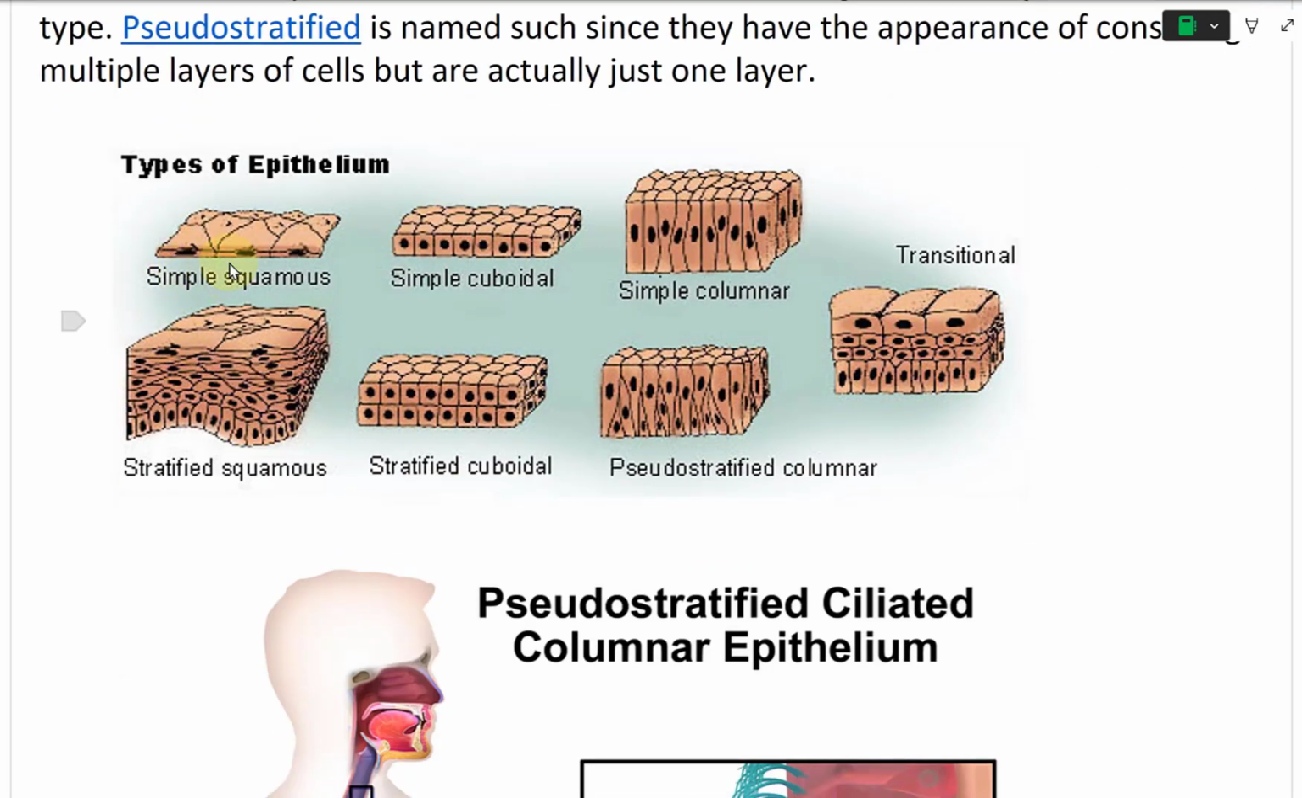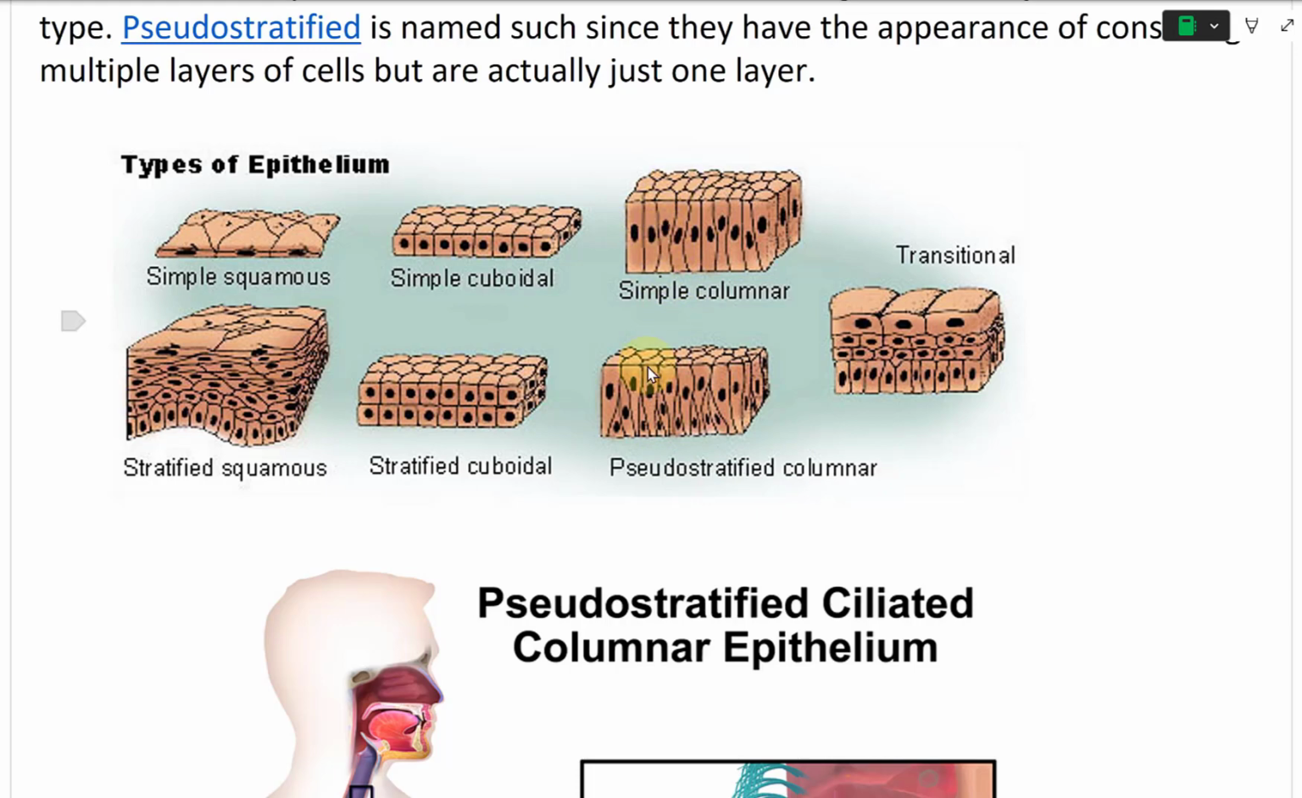So you have the simple squamous, looks like that. Simple cuboidal, looks just like cubes like that. And then simple columnar, so just like columns. And there's a transitional, it's like columns and cuboidal. There's stratified cuboidal, and then there's stratified squamous, which kind of looks flat and stratified as well. And then you have the pseudostratified columnar.